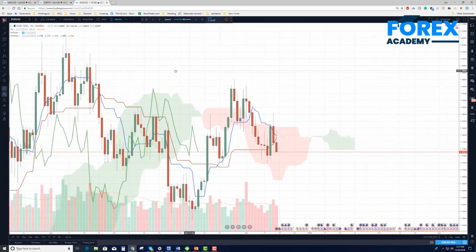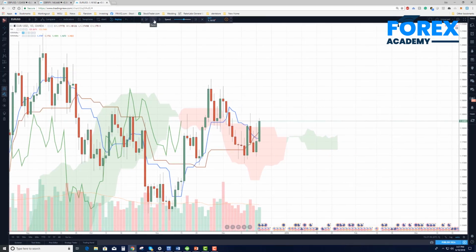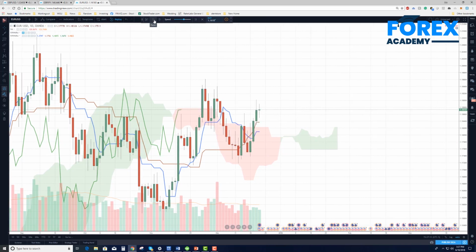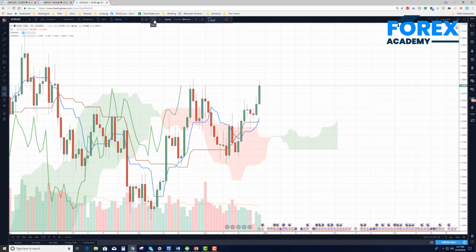Let's hit play one more time and we'll watch this play out. Waiting for price and all the other conditions to be met to go long. Once that happens, we can hit pause. Okay. Now, this is where I would have entered a long trade at the close of this candlestick.